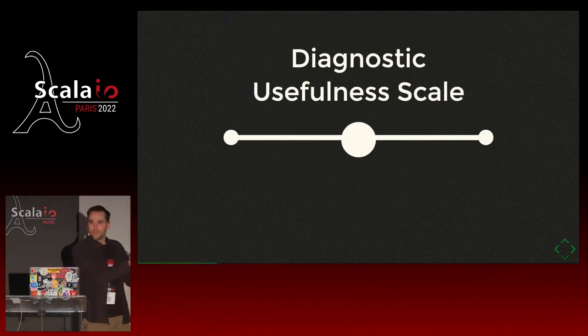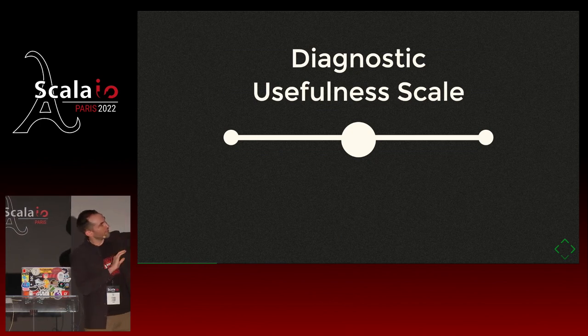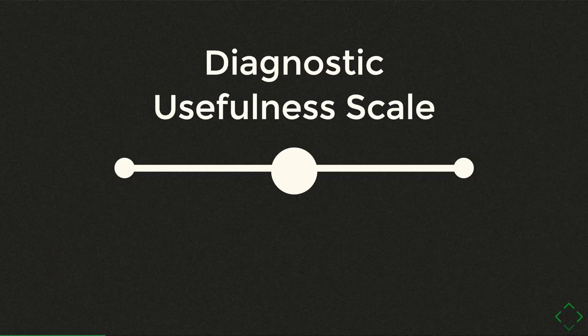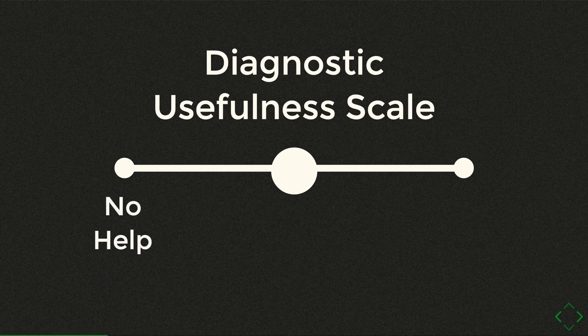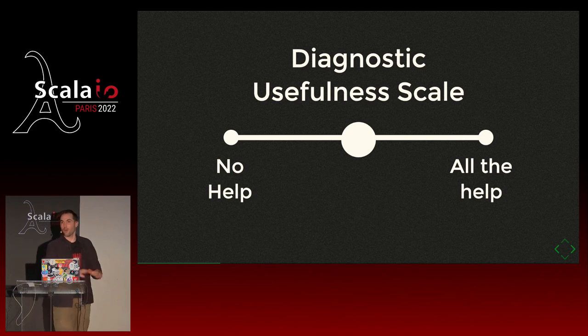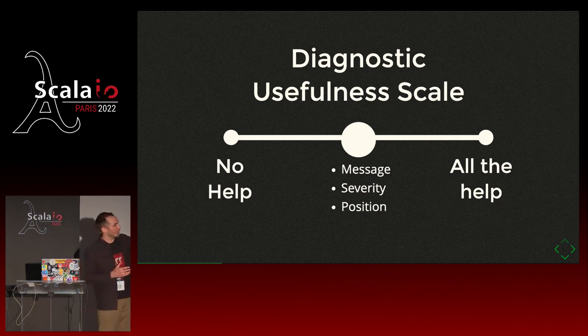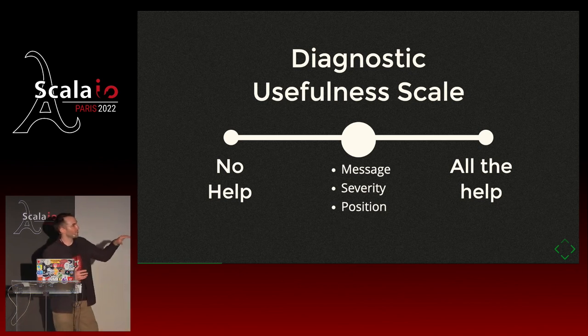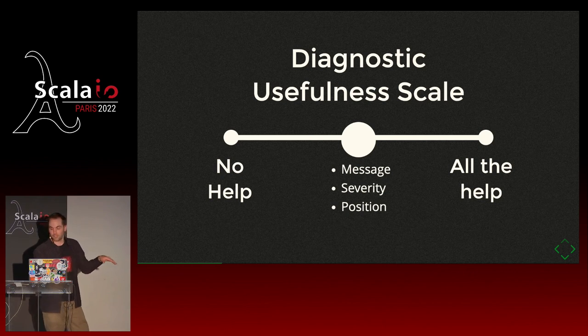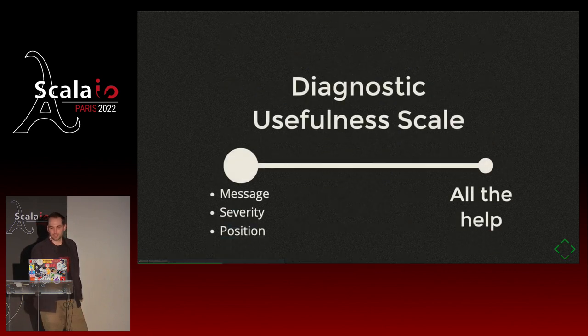So based off of what I just covered, I created what I call the diagnostic usefulness scale, and on the far left-hand side, we have no help, doesn't help you at all. On the right-hand side, we have all of the help. But in reality, the left-hand side is not really diagnostics at all. And in the middle is what I just showed you, right? The core parts of a diagnostic. We have a message, a severity level, and a position in your code where it is. But again, the left-hand side is not really practical, so let's throw it away.